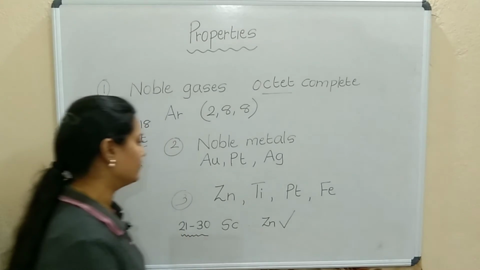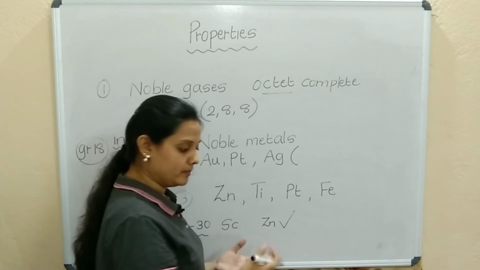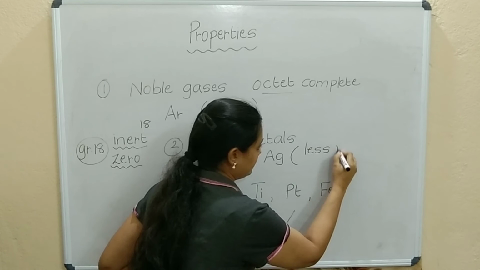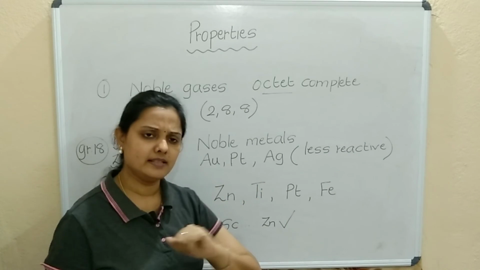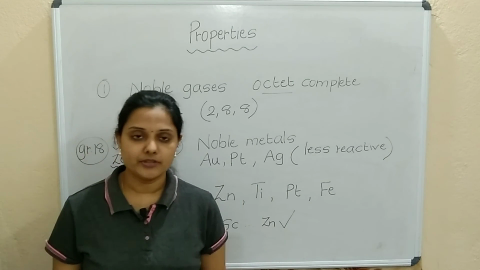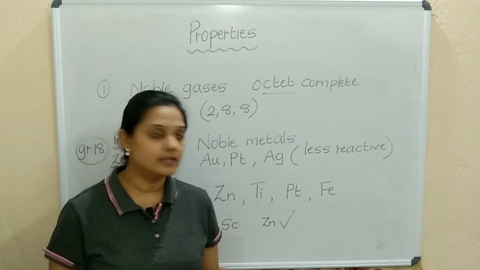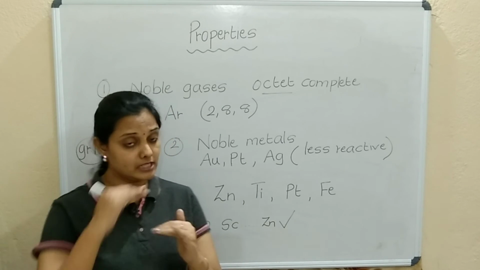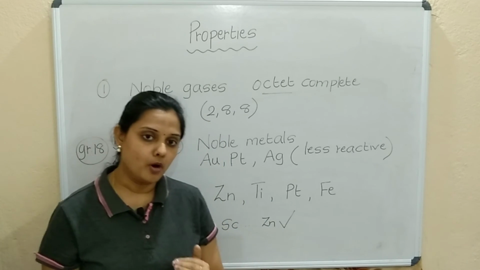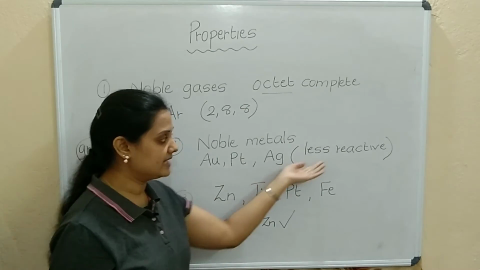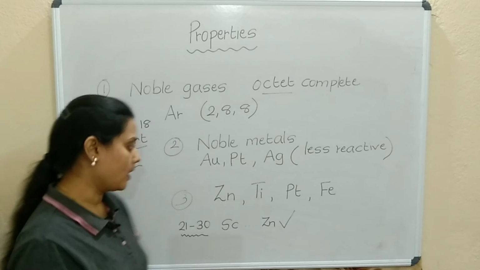What is the reason? One word reason: because they are very less reactive. These noble metals are less reactive. How did we find that they are less reactive? Because in the metal reactivity series, they come to the bottom. Correct? The metal on the top of the reactivity series will be most reactive. The one at the bottom is least reactive. So because of less reactivity, noble metals such as Au, Pt, Ag will not react with oxygen.